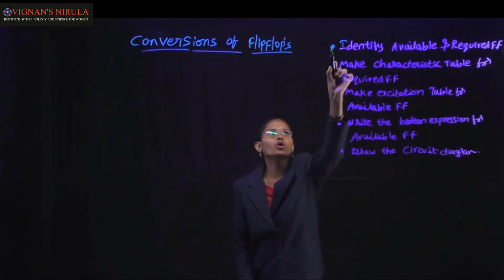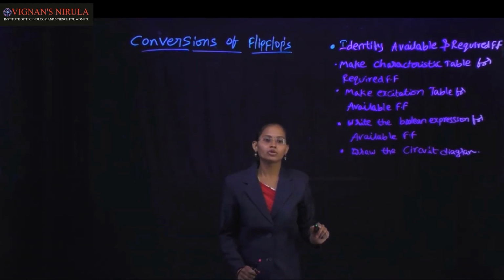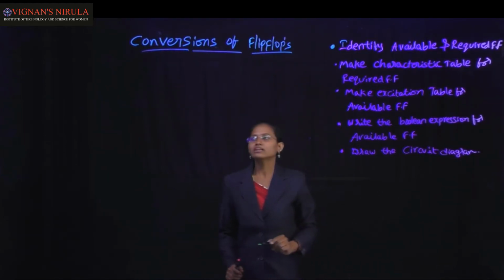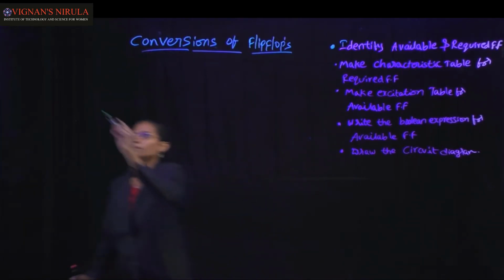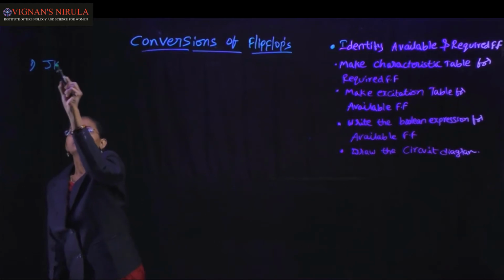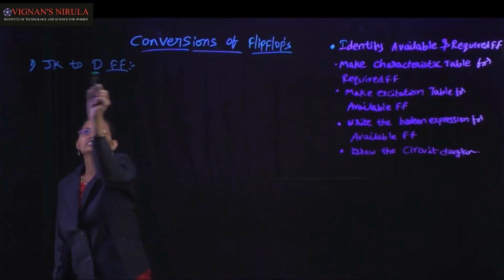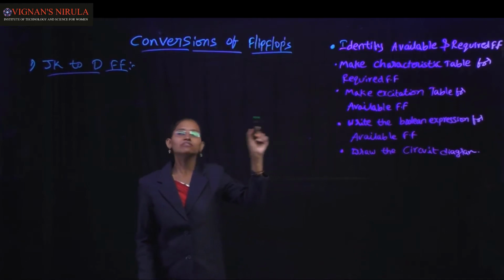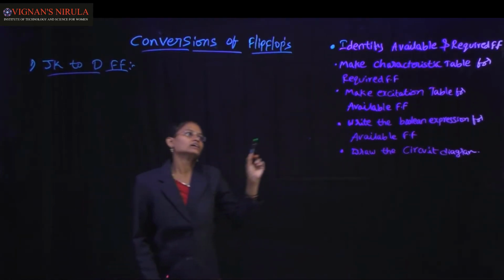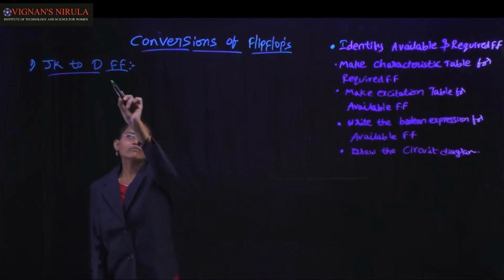The first point is the most important point, that is the available flip-flop and required flip-flop. You must know what is the available flip-flop and what is the required flip-flop. The first conversion is the JK to D flip-flop. Here the available flip-flop is JK and required flip-flop is D. You want to find out the required flip-flop.